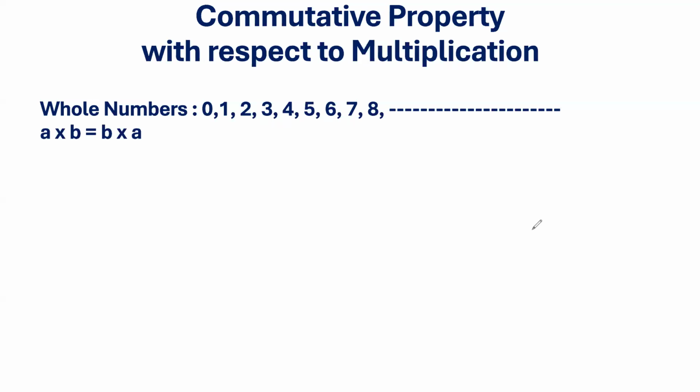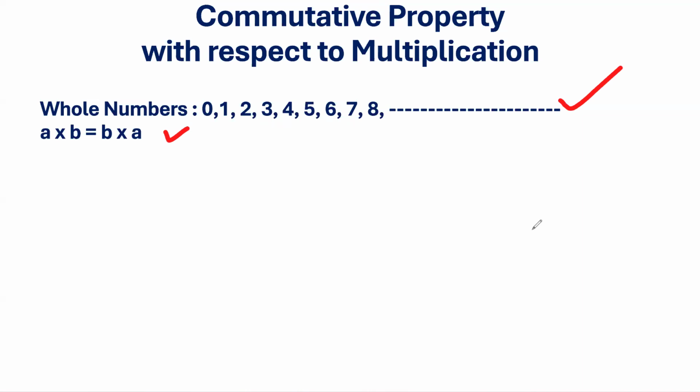Commutative property with respect to multiplication. We are checking in whole numbers. We already have discussed the whole numbers are 0, 1, 2, 3, 4, 5. It's going till infinity. So what is the commutative property with respect to multiplication? A multiplied by B is equal to B multiplied by A. Both the sides should be equal.